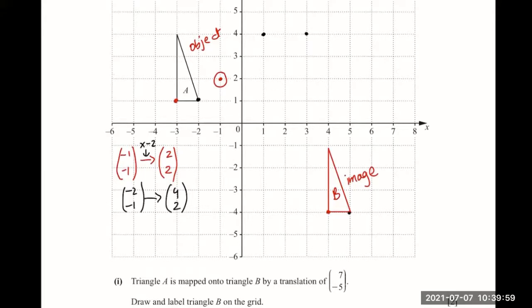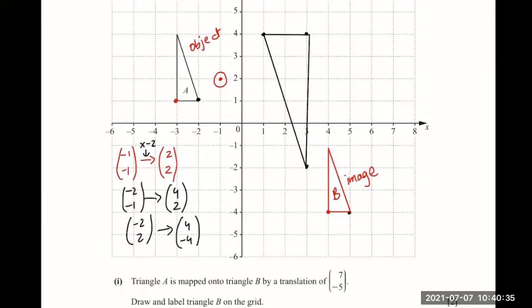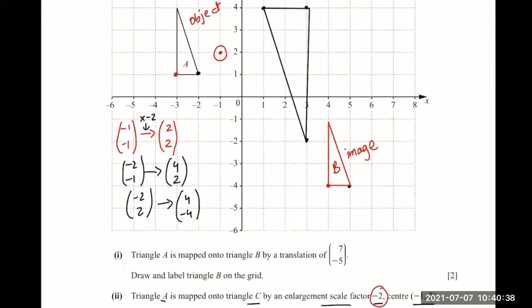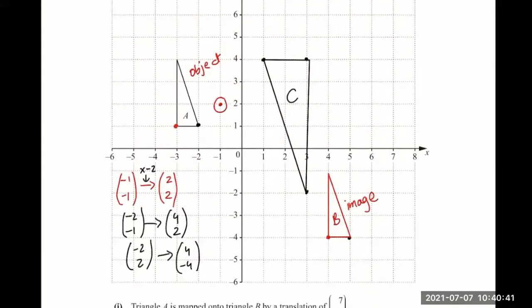Then -2 and 2. This becomes 4 and -4. So 4 and -4. 1, 2, 3, 4. That is my enlargement. This is triangle C. Any questions?